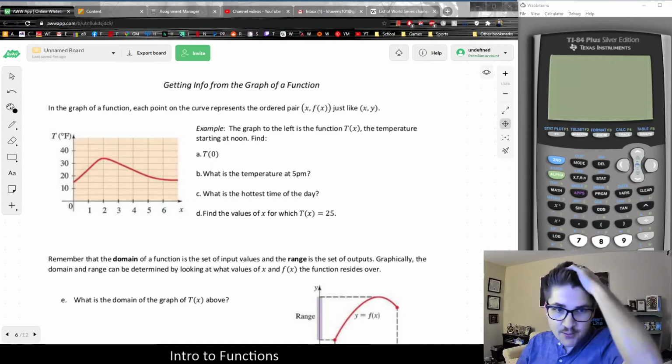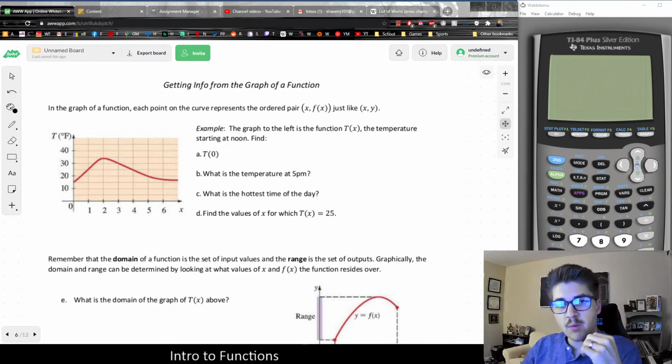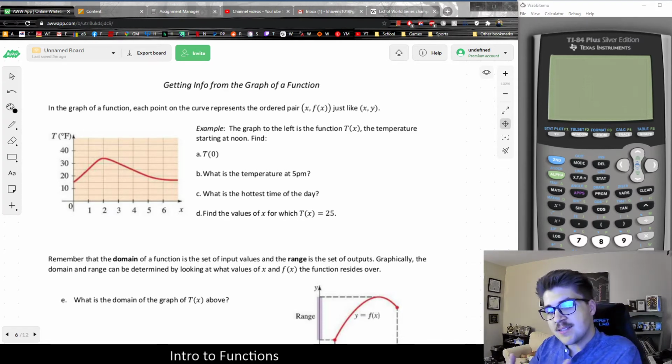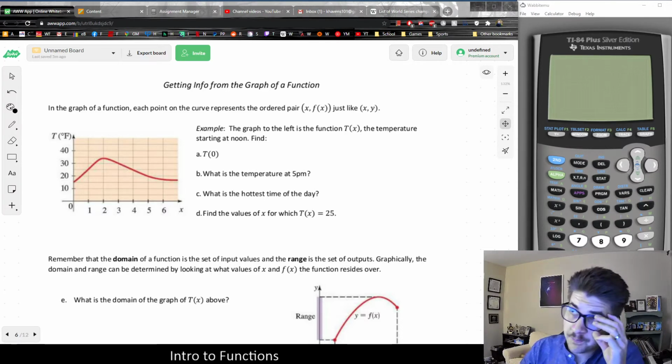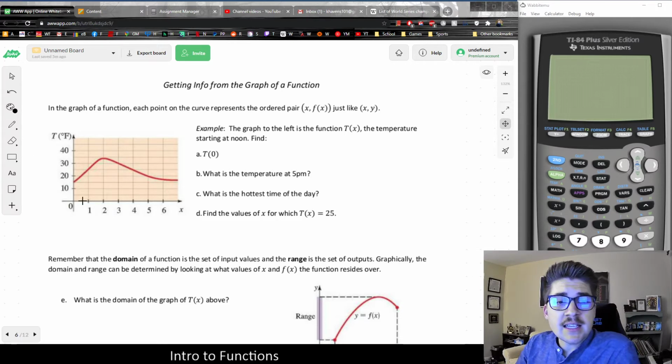In this last video for this particular module, I wanted to talk about how to get information from the graph of a function. So we've already talked about basics of mathematical functions and graphing, but I wanted to review how we actually read a graph and find that information, especially using the function notation. So let's look at an example from the packet.